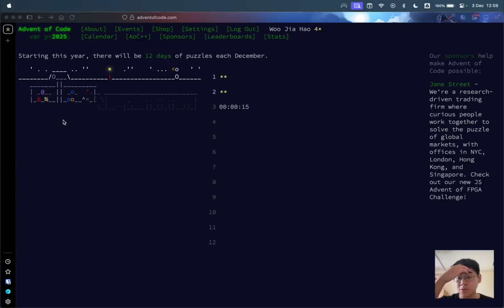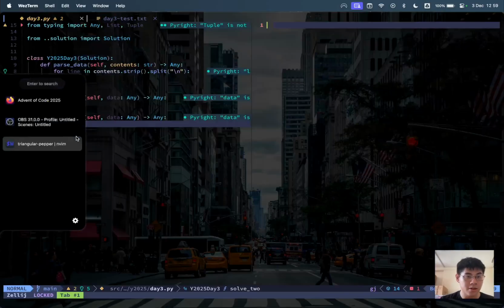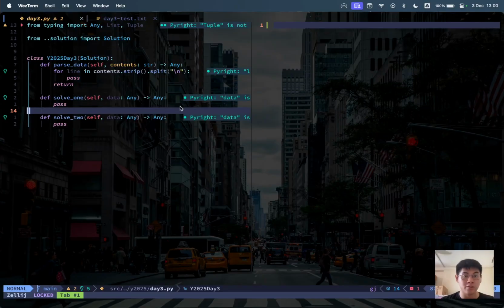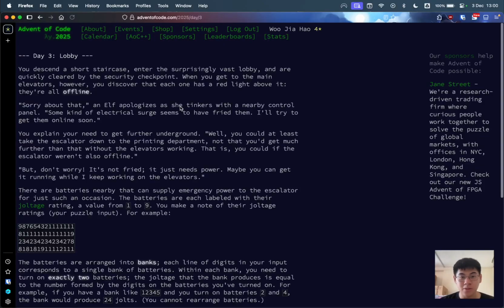Okay. Hey everyone, I am solving Advent of Code 2025 day 3 today. We have about 10 seconds to the actual start of it. Again, there is the template file that I created to handle solving the question. Okay, cool, let's solve it.